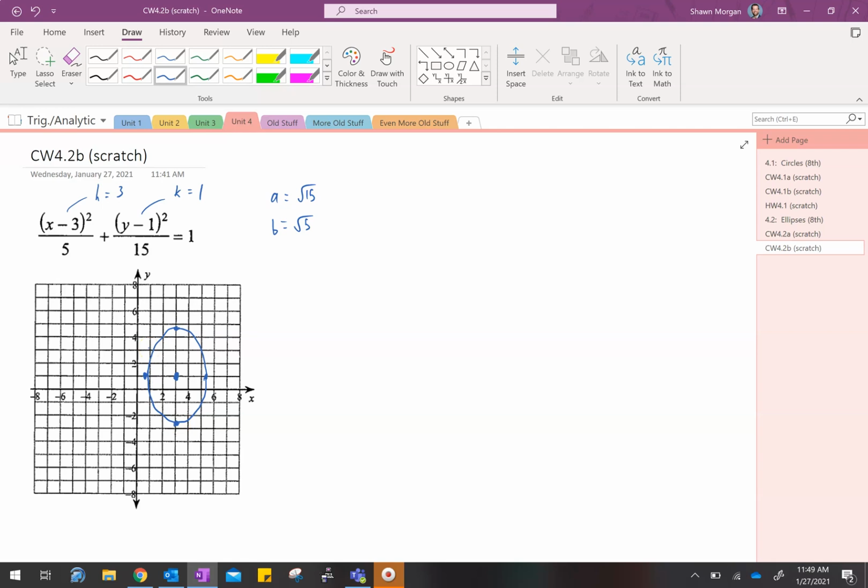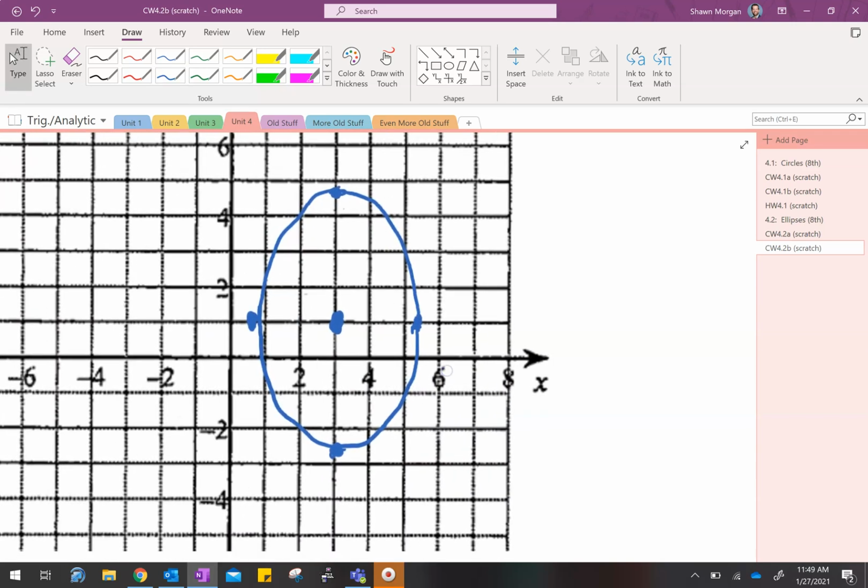Okay, now the question then becomes, what are the coordinates of each of those points? If you think about it, I'm going to zoom in here to my graph. What did we do? We went from the center, which was at 3, 1, and we went up. So we added to that y value. So 3, 1 plus however far we went up, in this case square root of 15.